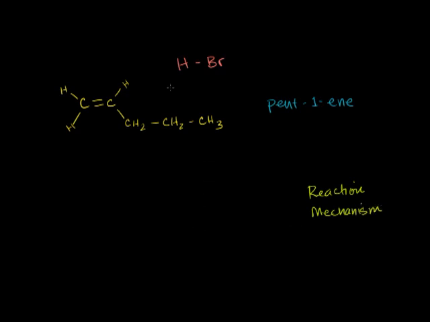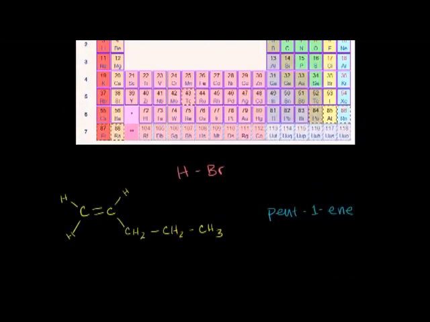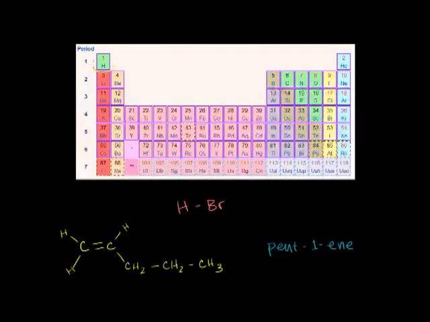So a good place to start is to just think about what's going on at the hydrogen bromide level. And to do that, let's look at the periodic table right here. So we have hydrogen sitting up there, and then we have bromine sitting all the way to the right over here. And we learned in first year chemistry that things are more electronegative as you go to the top right of the periodic table. Electronegativity grows in that direction. And just as a refresher, electronegativity just means the tendency for that atom to hog electrons.